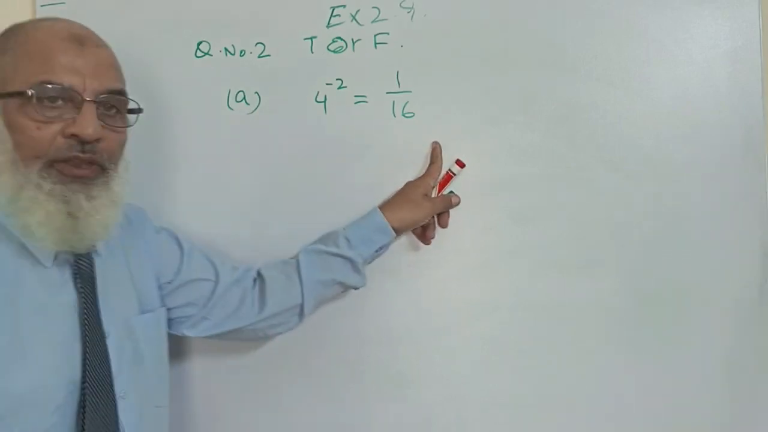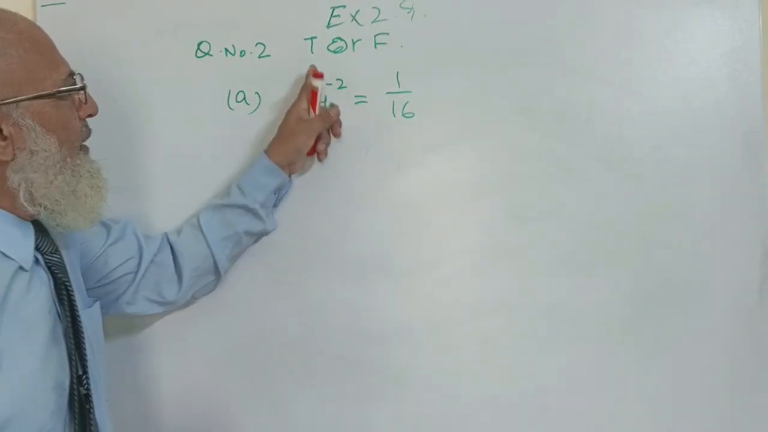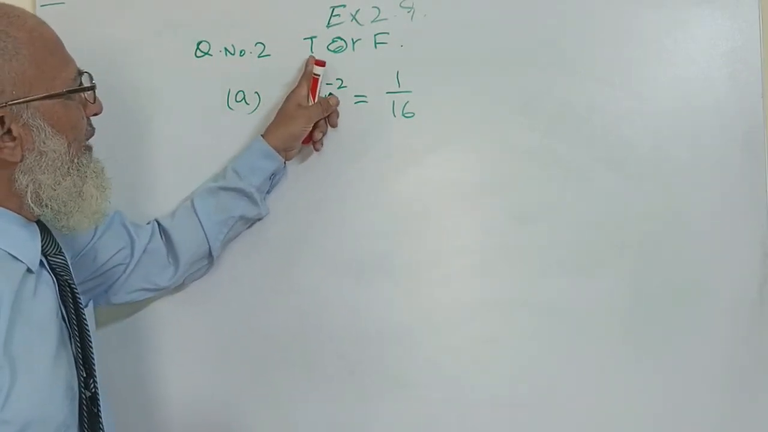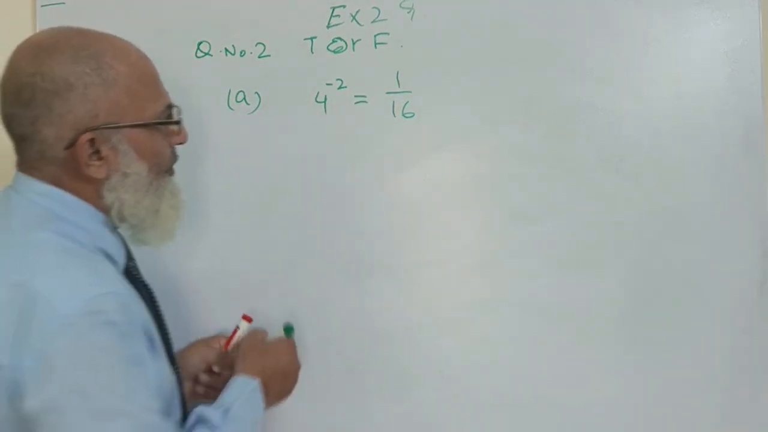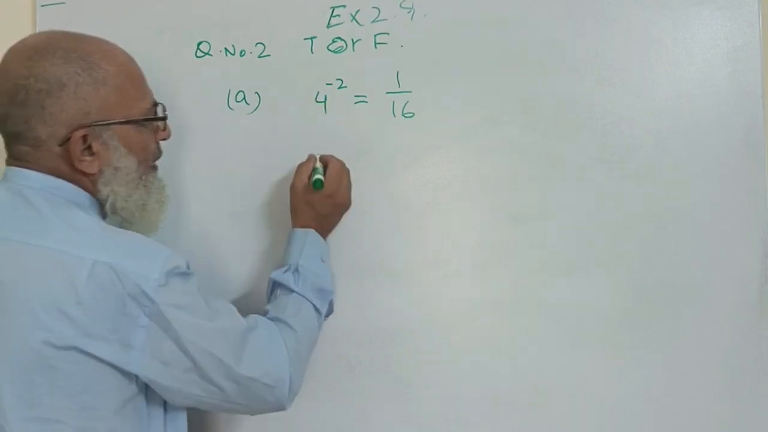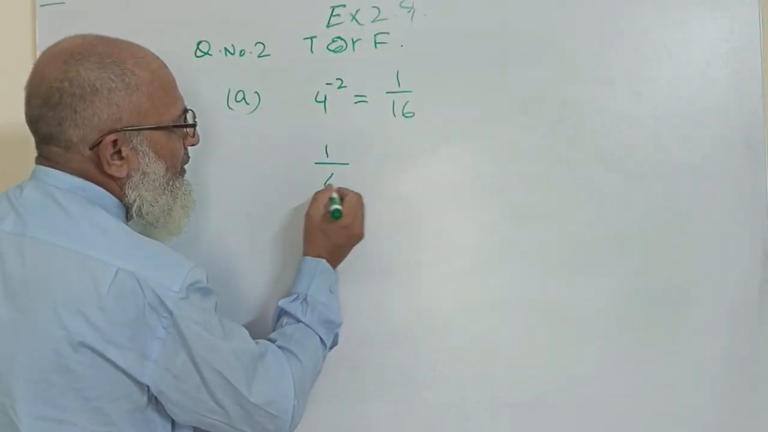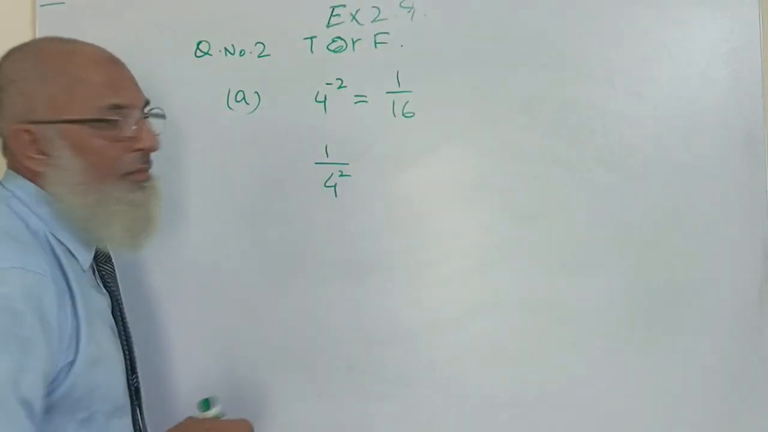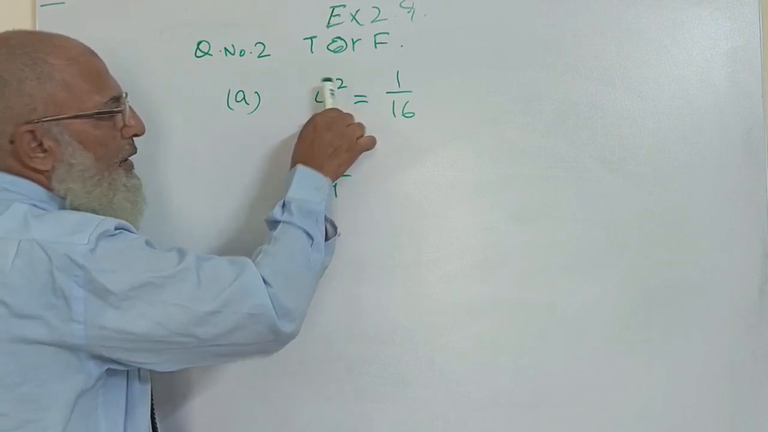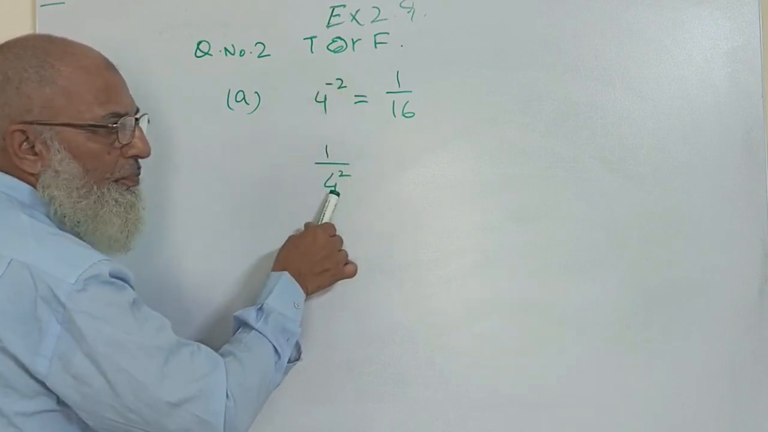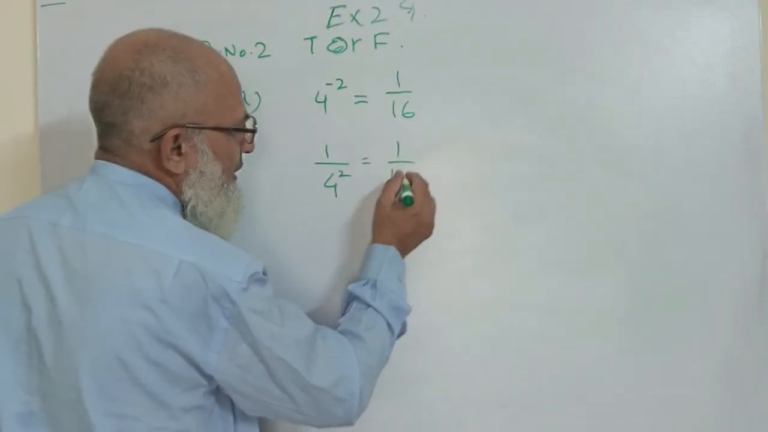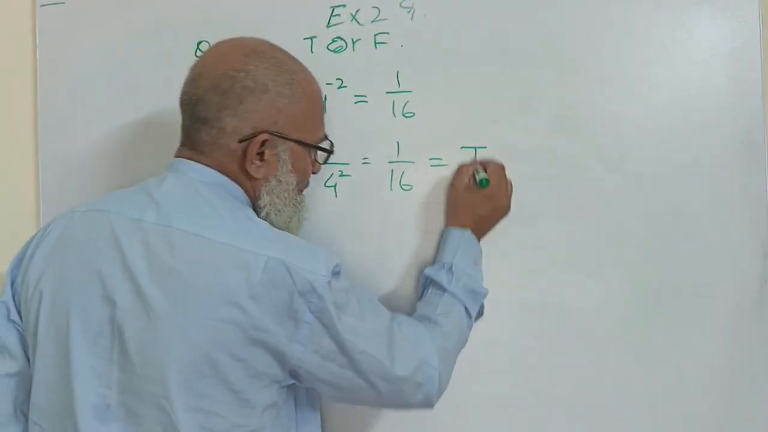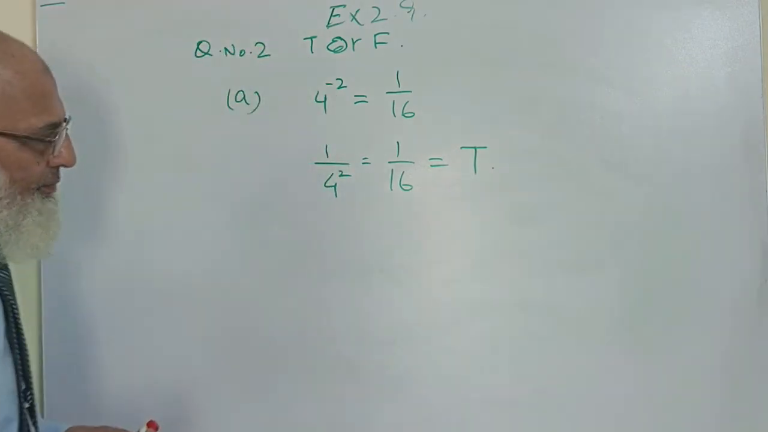Now this is our whole question, and we have to state whether it is true or false. So let us proceed. Now it is like this. The power is negative, so we brought it down, and 4 square is 1 by 16, so it is true. A big T.